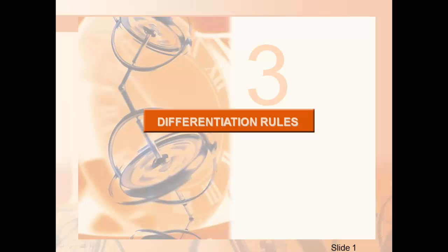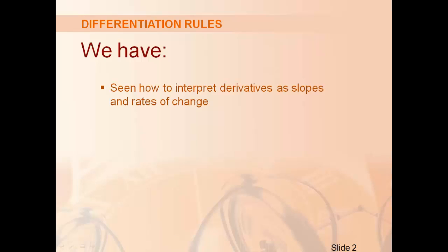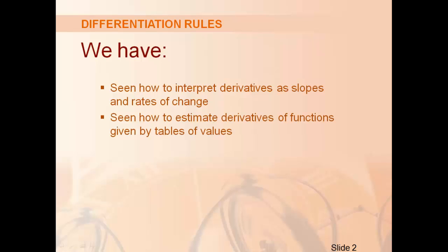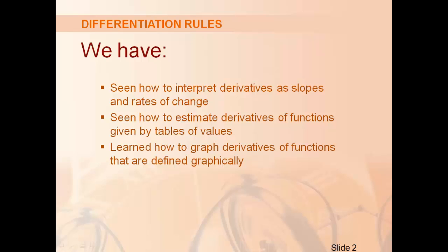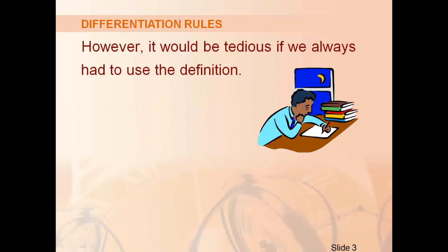In Chapter 3, we're going to learn rules for differentiation so we don't have to use the limit definition for a derivative every time we need to find a derivative. So far, we have seen how to interpret derivatives as slopes and rates of change. We've seen how to estimate derivatives of functions given tables of values. We've learned how to graph derivatives of functions that are defined graphically. And we've used the definition of a derivative to calculate the derivatives of functions defined by formulas.